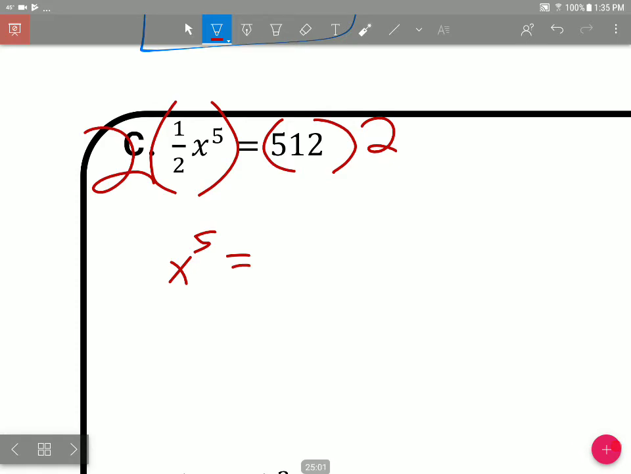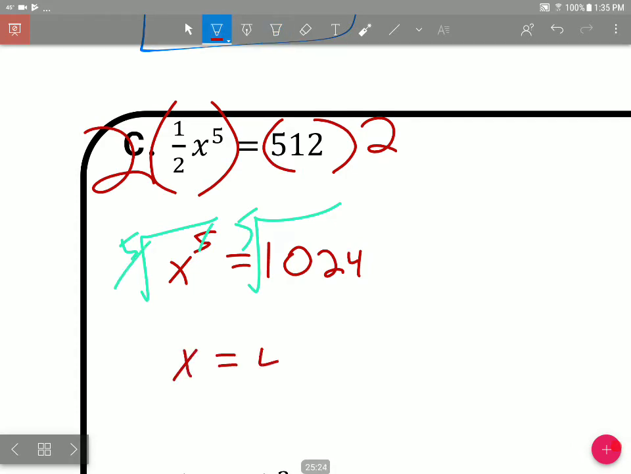That's okay. So 512 times 2 is 1,000 and anybody know? 24. It's one of those multiples of 2. All right, so what do we do now? Take the fifth root to get rid of the fifth power. So x equals, anybody know what that is? 4. Now, is it just a 4 or a plus or minus 4? Is it a 4 or a plus or minus 4? It's just a 4. It was a fifth root, so it's just one answer.